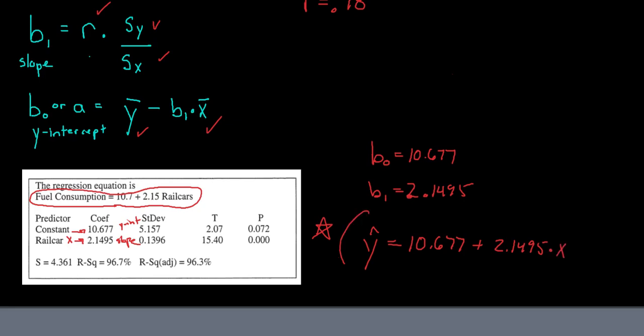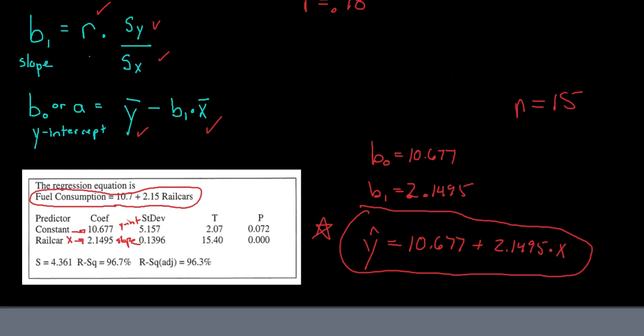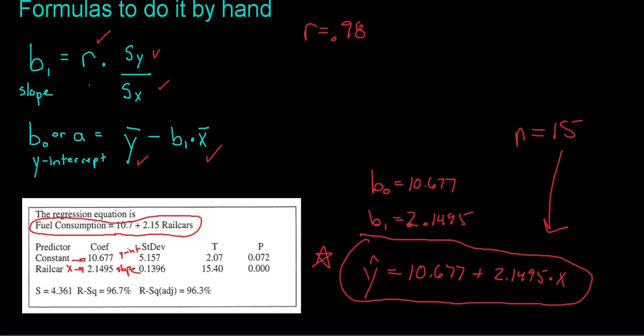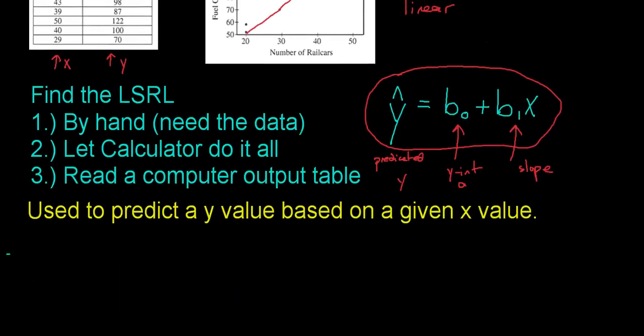Now, what does this equation do for me? Well, you give me how many rail cars. So let's just say a train has 15 rail cars. I'm going to plug that in for x, and I'm going to do the math. I'm going to multiply by 2.1495, add the 10.677, and that will give me a predicted fuel consumption for that train. So very, very easy. So that's what I have down here in yellow.